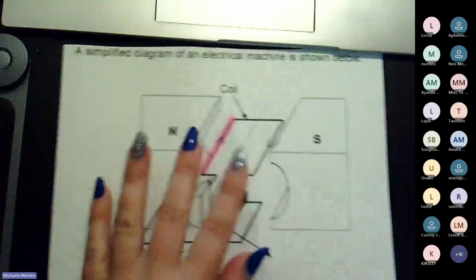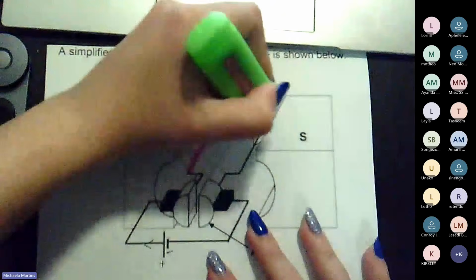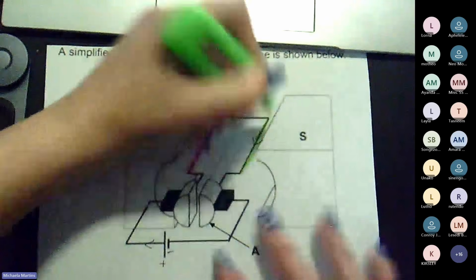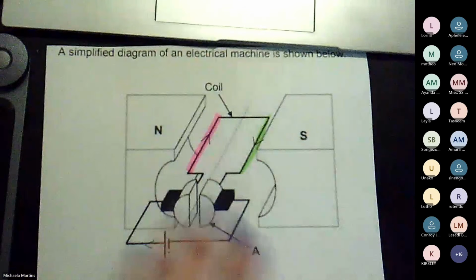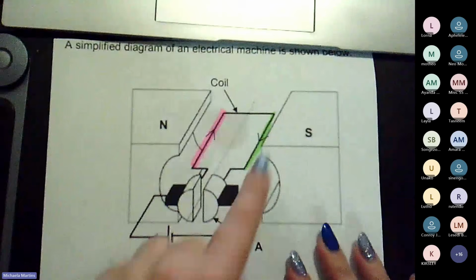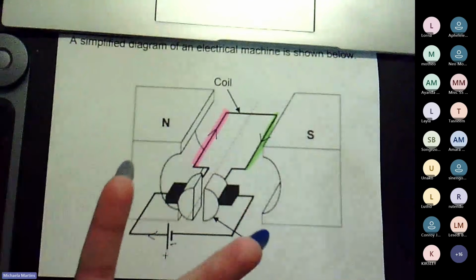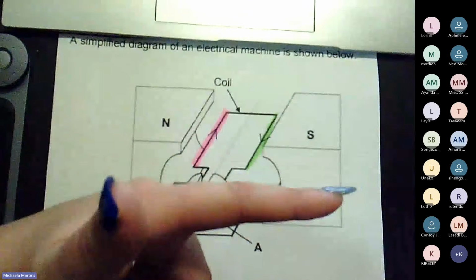Let me just show you with the other branch to show you that it makes sense. Let's look at the other branch, the green branch. If I ask you which way the coil is rotating and you look at the green branch, you come to the same conclusion. Use your left hand.